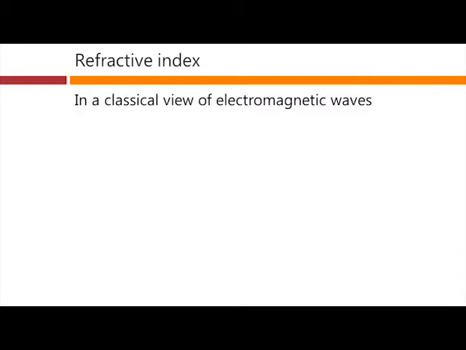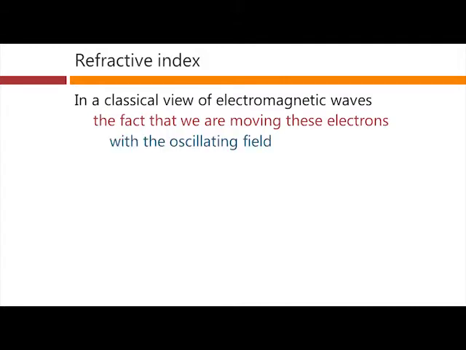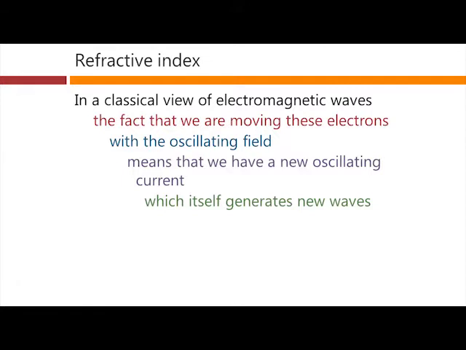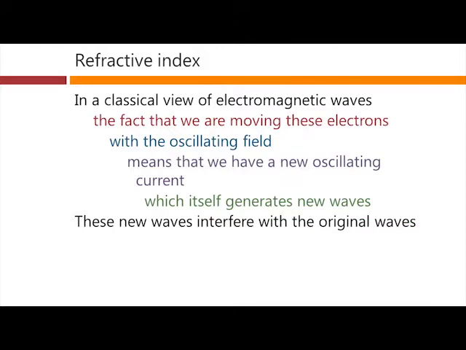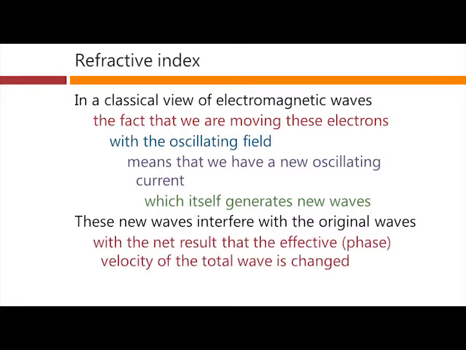Now, in the classical view of electromagnetic waves, the fact that we are moving these electrons with the oscillating field means that we have a new oscillating current. We're moving these electrons, and that current itself generates new waves. And this is incidentally a theory we could look at explicitly quantum mechanically as well. These new waves we are generating add together with the original waves to give us a new total wave. They interfere, as it were, with the original waves. And the net result of that is that the effective phase velocity of the total wave is changed.